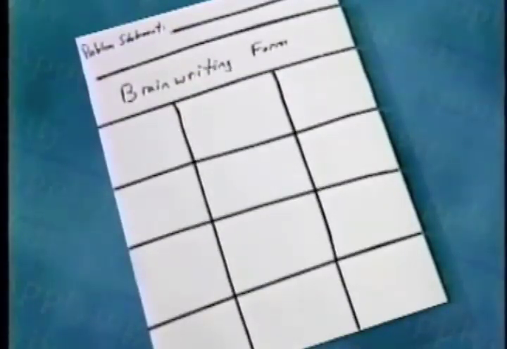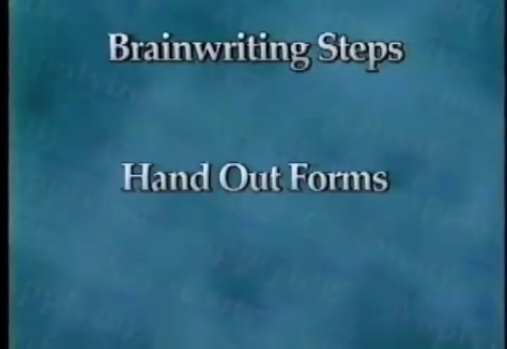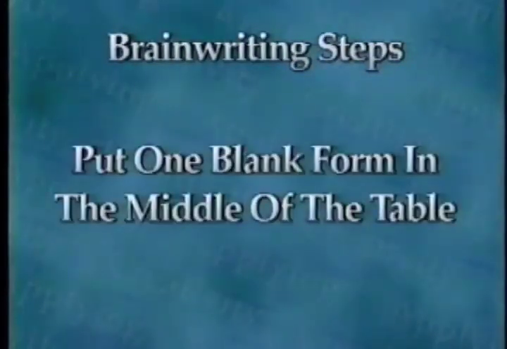We typically divide up a regular 8.5 by 11 piece of paper into 4 rows of 3 columns with a space at the top. You can create your own by dividing up the paper like this, or you can make the rows out of Post-it notes, which are helpful for sorting ideas or options later. Once you have your brainwriting forms, give one form to each member of the group and leave a blank form in the middle of the table where everyone can reach it.